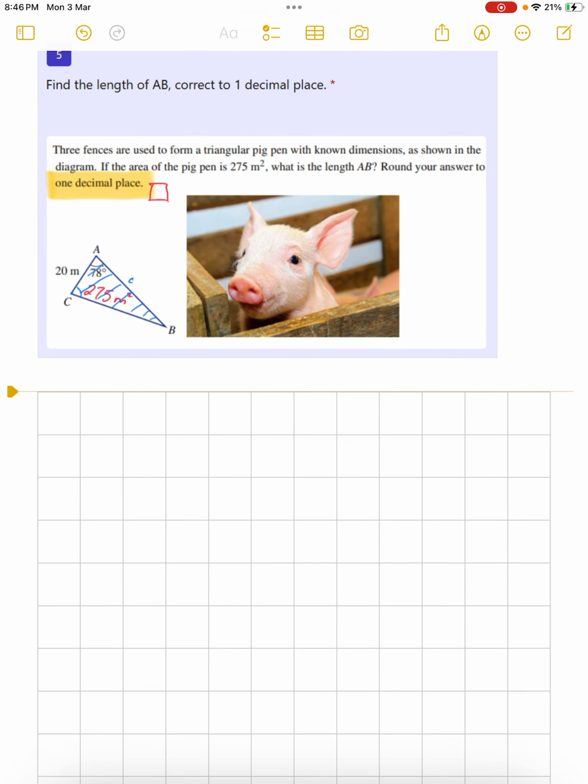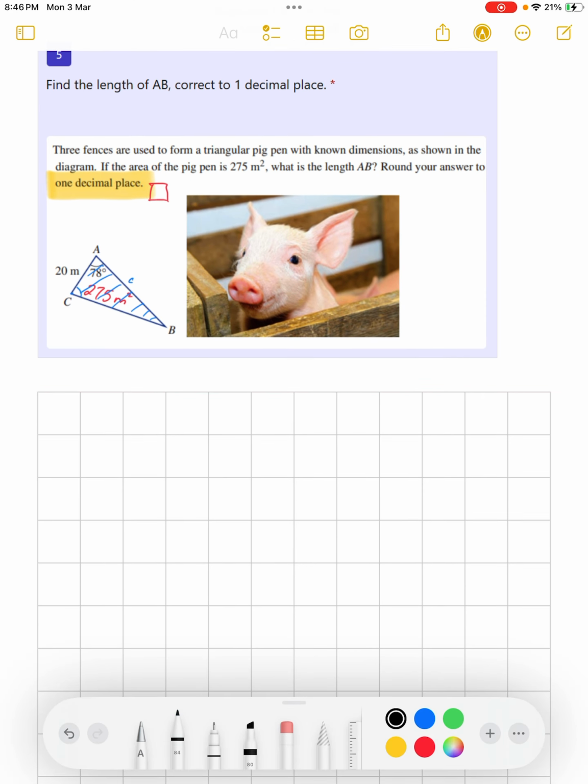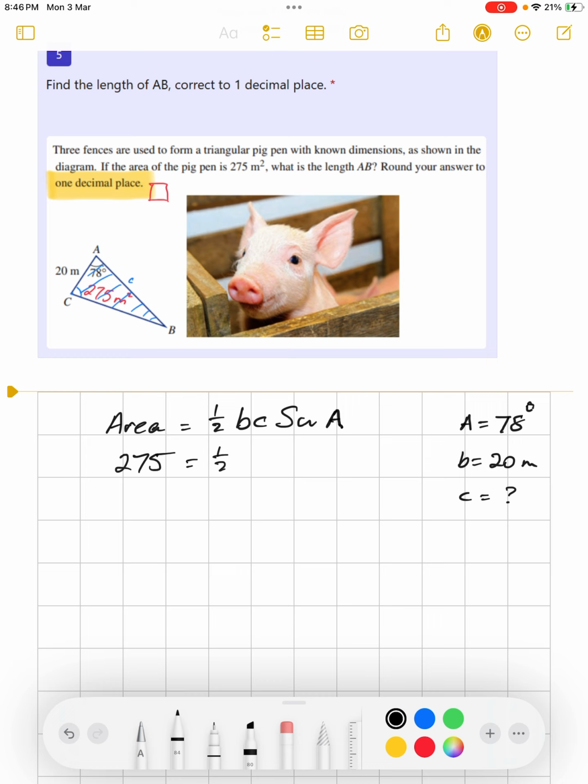So the area of a triangle is half BC sine A. I'll use BC sine A because I've got angle A is 78 degrees, and the two sides that 78 degrees is included between are B and C. B is 20 meters and C we don't know, but we do know the area. So 275 is equal to half times B, which is 20, times C, whatever C is, times sine of A, which is 78 degrees.